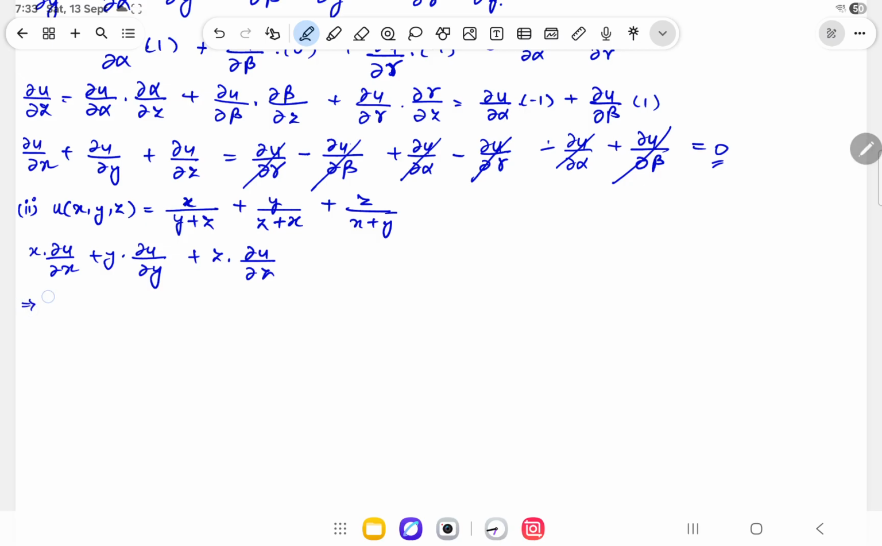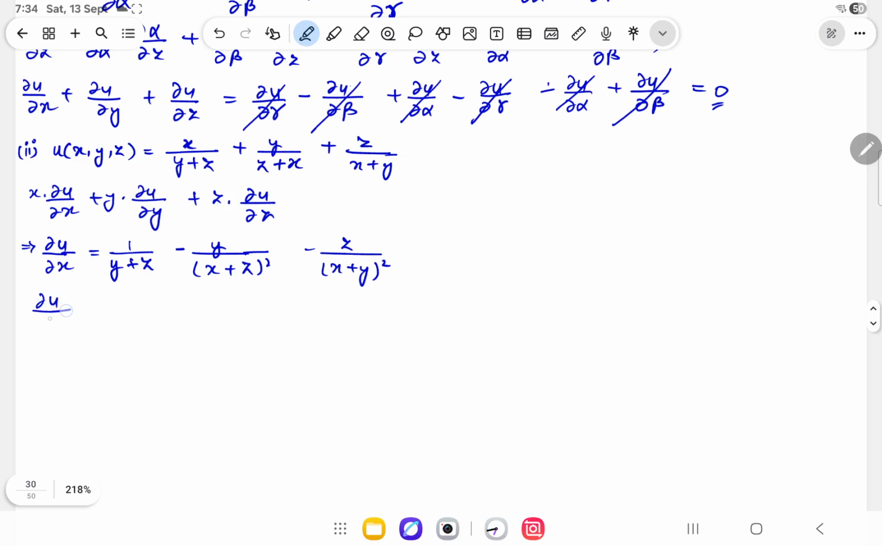So if we solve it for del u by del x, I'll be getting 1 upon y plus z minus y divided by x plus z whole square minus z divided by x plus y whole square. Likewise, if I find del u by del y, it is equal to minus x divided by y plus z whole square plus 1 divided by z plus x minus z divided by x plus y whole square.